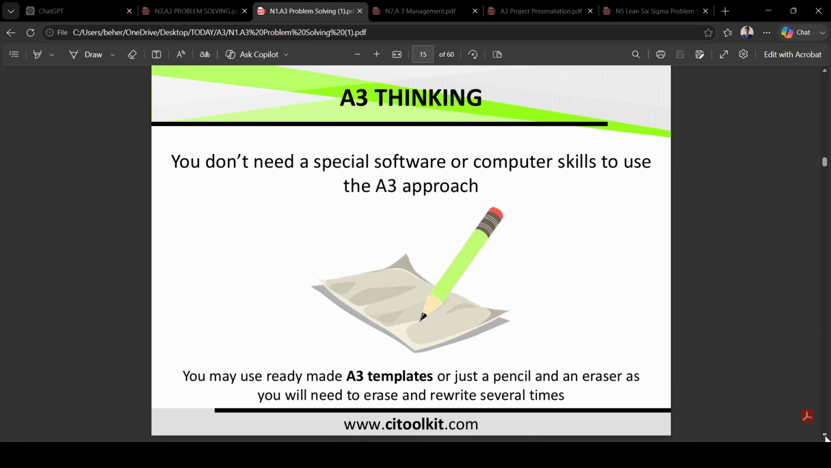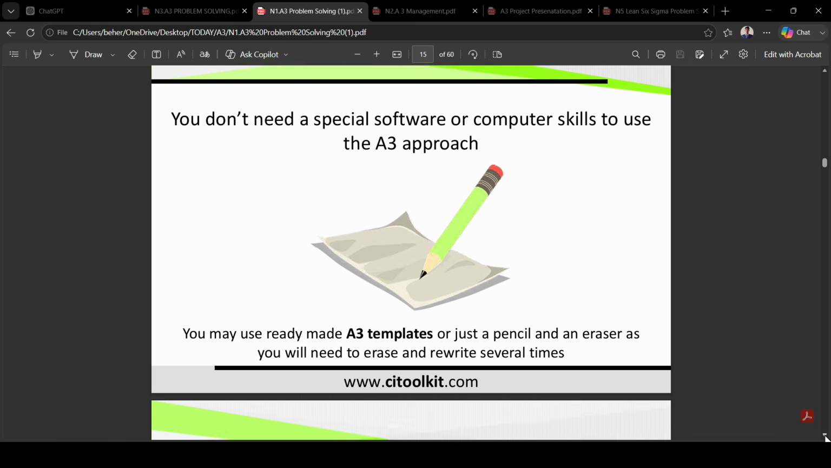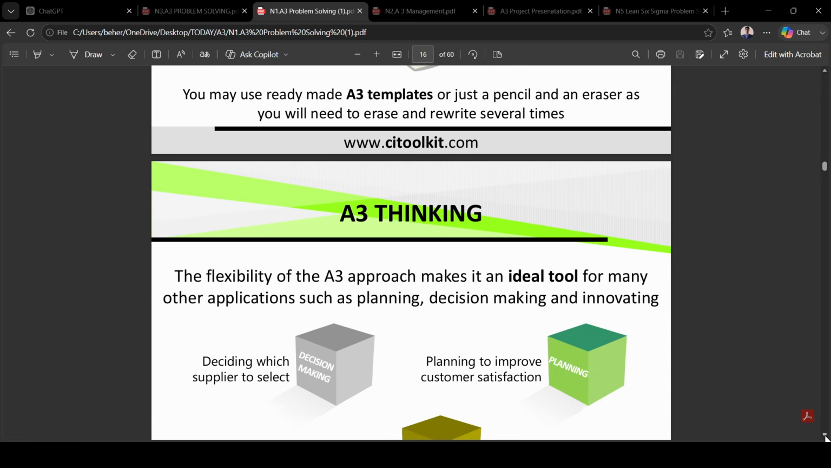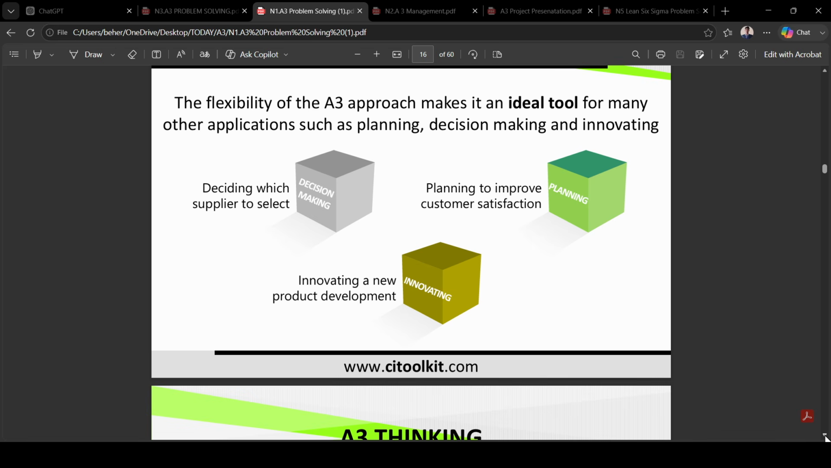You do not need special software or computer skills to use this A3 approach. You may use a ready-made A3 template or just a pencil and an eraser, as you need to erase and rewrite several times. The flexibility of the A3 approach makes it an ideal tool for many other applications such as planning, decision making and innovation.